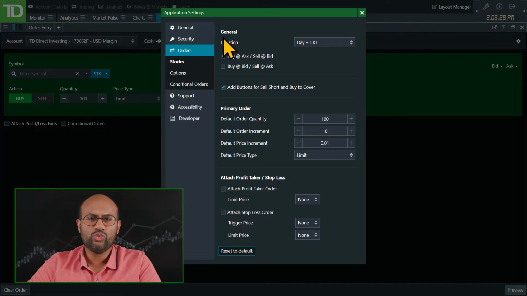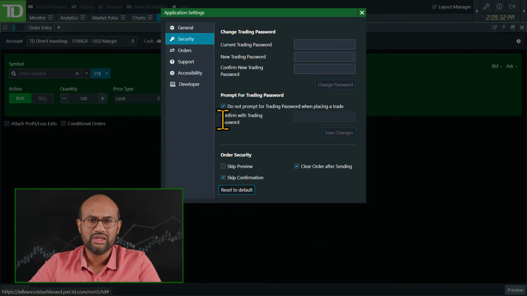Now, one other thing that we can also do is go up to where we see security. Amongst the security, the one that I wanted to highlight was down over here, order security. You do have the ability to turn off certain previews or confirmations if you wish. For example, if you wanted to skip the preview, you can either check that off or uncheck it. So you can make those controls over here about preview, the confirmation, and also whether the order gets cleared after sending or it still gets displayed there.